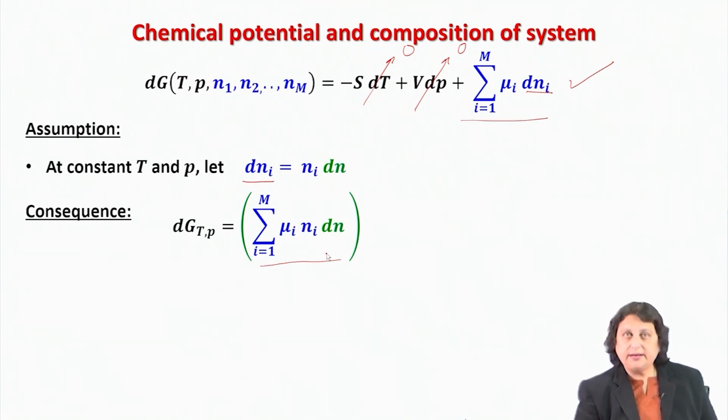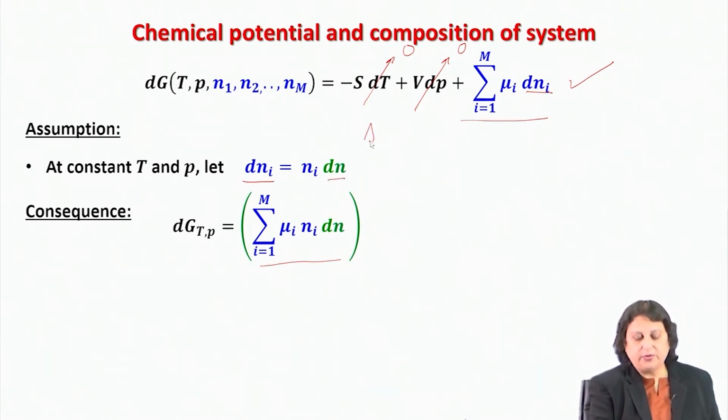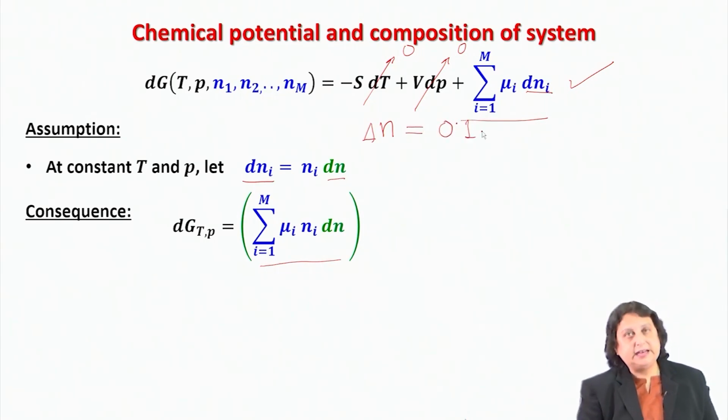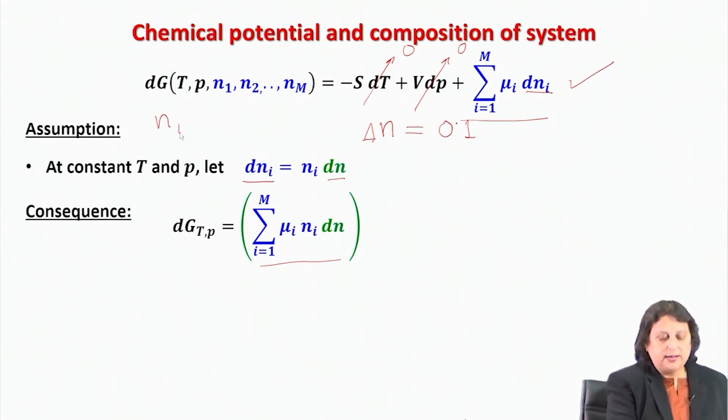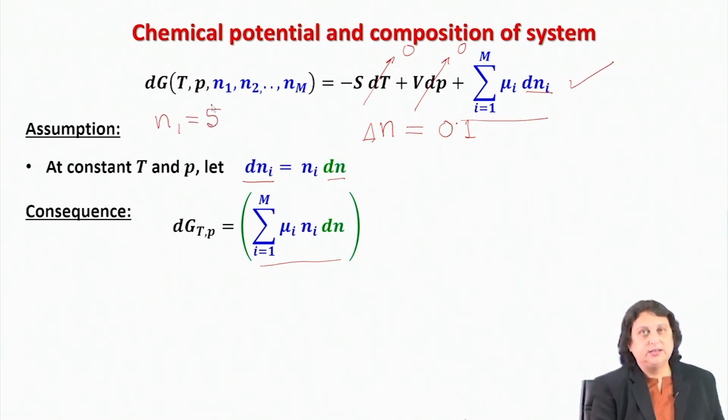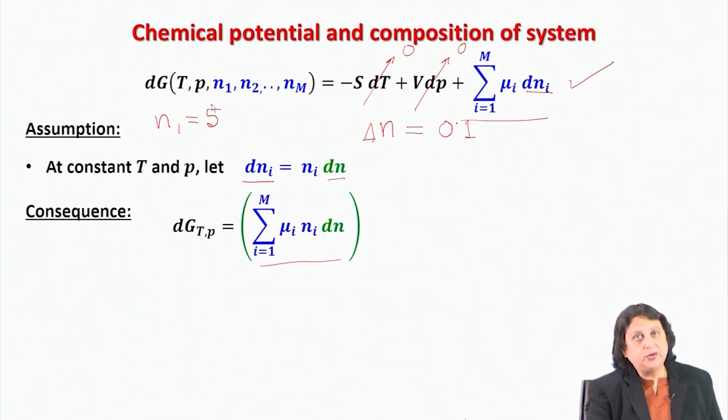Now, what is dN? I understand that for a finite change, I would have each type of component undergoing, say, about 10% change in its composition. So in a finite process, instead of dN, I will be talking about delta N, and let me say that delta N is 0.1. Therefore, if N1 is equal to, say, 5 moles, then what would be the new value of N1 as the system undergoes a change in state?